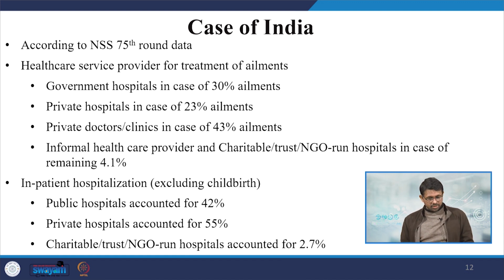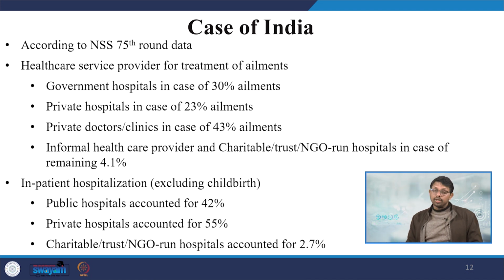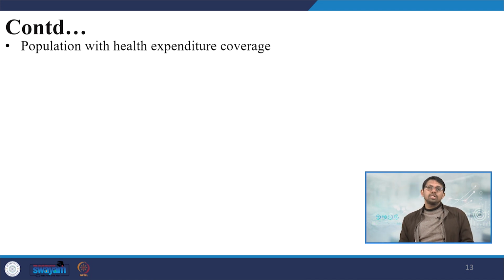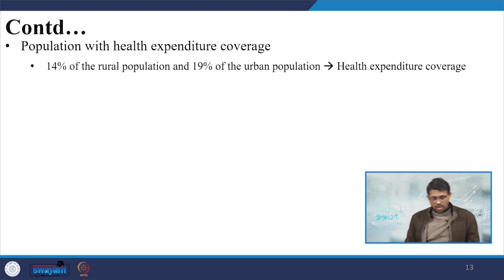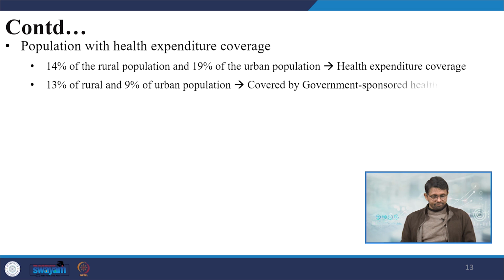Hence, the out-of-pocket expenditure is also higher. Then charitable or trust NGO-run hospitals account for 2.7%. Population with health expenditure coverage: 14% of the rural population and 19% of the urban population is covered as far as health expenditure is concerned.